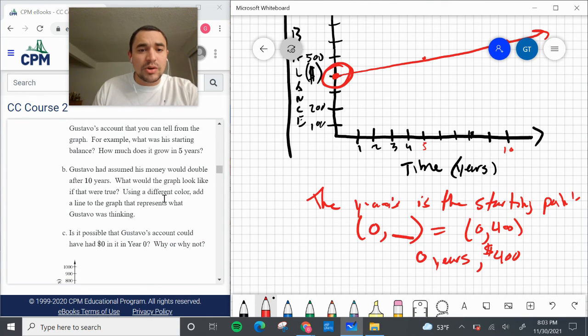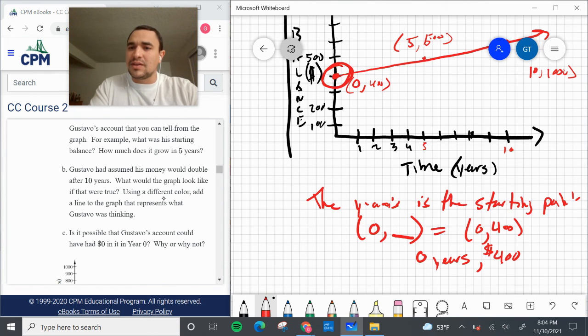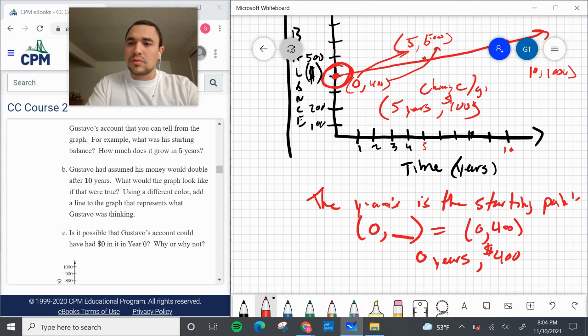How much does it grow in 5 years? Well, in 5 years, we know it grows every 5 years, $100, because this is 5, 500. And you can always do 0, 400, and then we have 10, 1000. So you can tell from 0 to 5, it's 5 years. And from 400 to 500, it's $100. And this is our change. And that's our growth. So that's what we have right now.